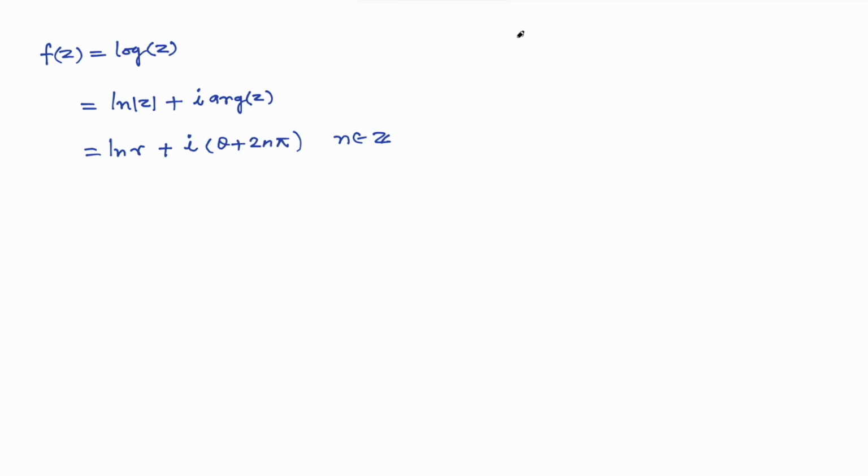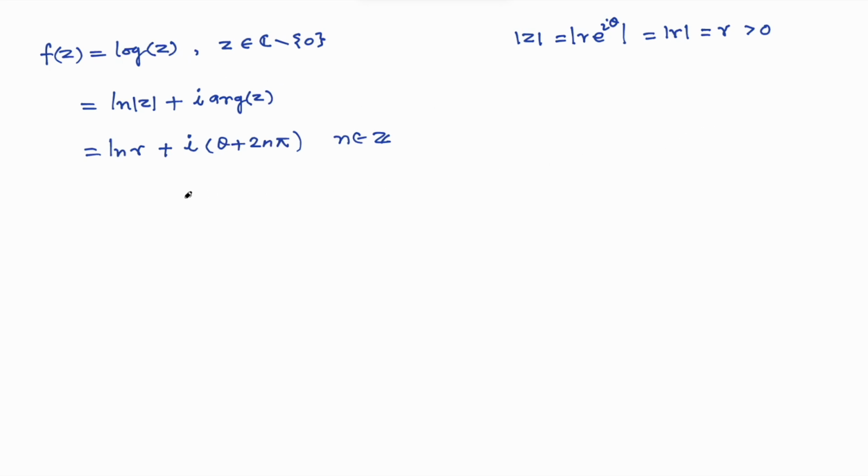if you see my previous video, you will find out what modulus z means. If z is r e^(i theta), then modulus z is nothing but the modulus of r times the modulus of e^(i theta), which is 1. So basically r is positive, greater than 0. And this function is defined on C minus the singleton point 0. We have removed that point from the plane because log 0 is not defined.